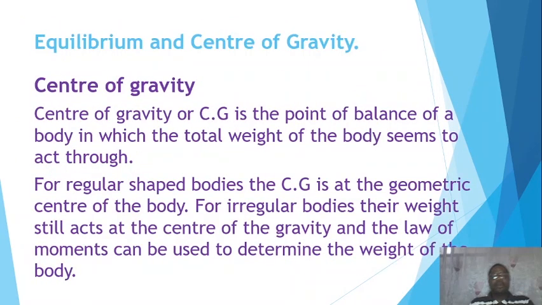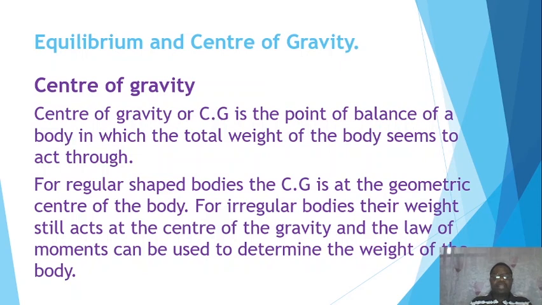Now, equilibrium and center of gravity. The center of gravity is usually denoted by CG. It is the point of balance of a body through which the total weight of the body seems to act. We can also define the center of gravity simply as the point where the resultant weight of a body acts.